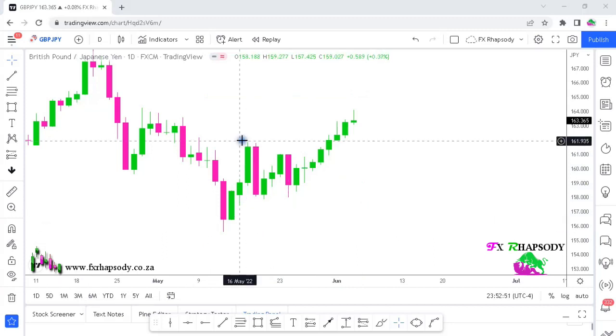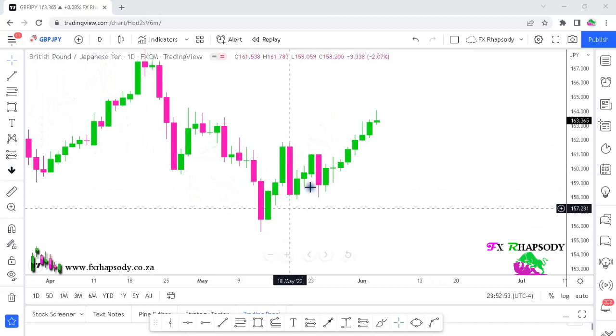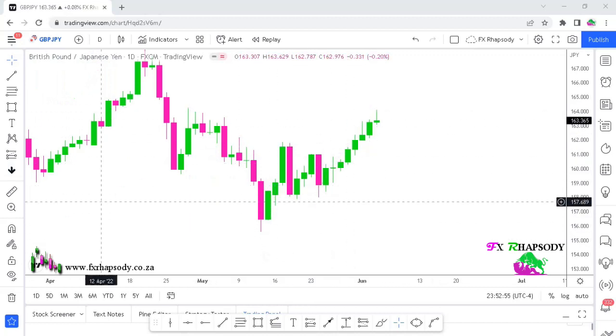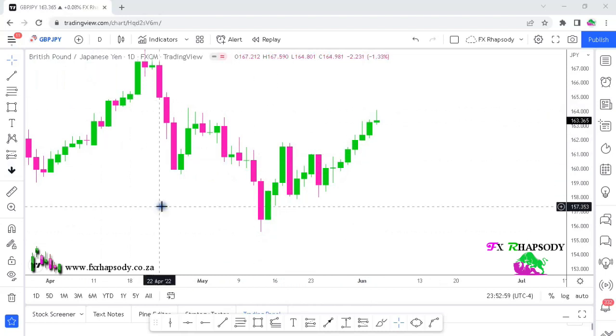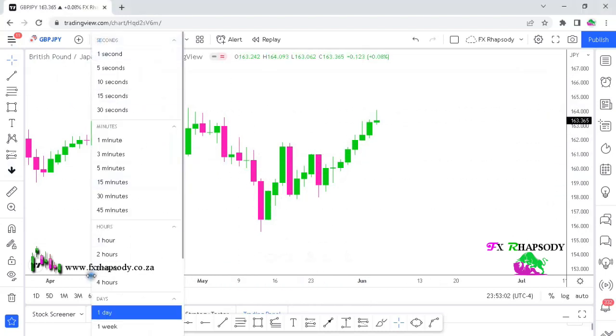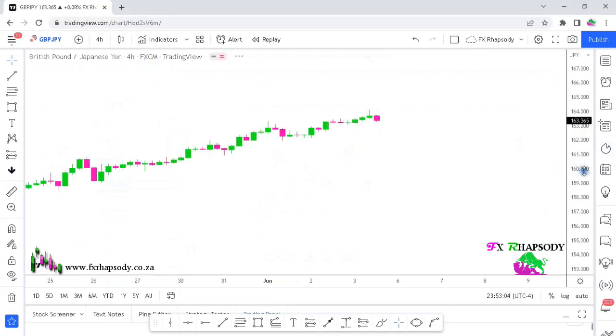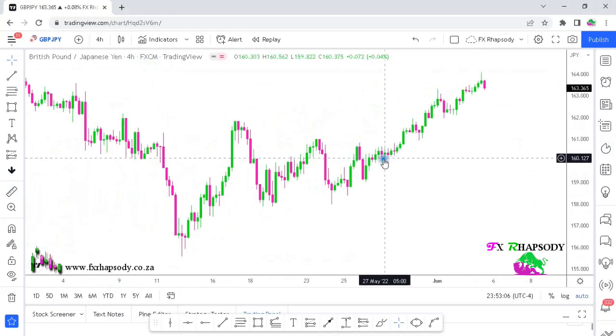So now that we see that, we had a nice clean entry, price is moving up. So what is happening next? And where is price going to go? Let's go to the 4 hour time frame, drilling down a little bit more.